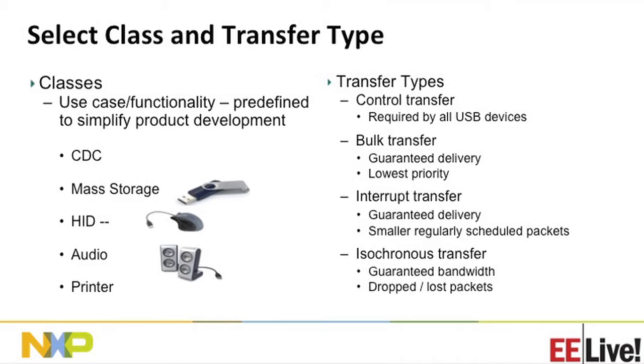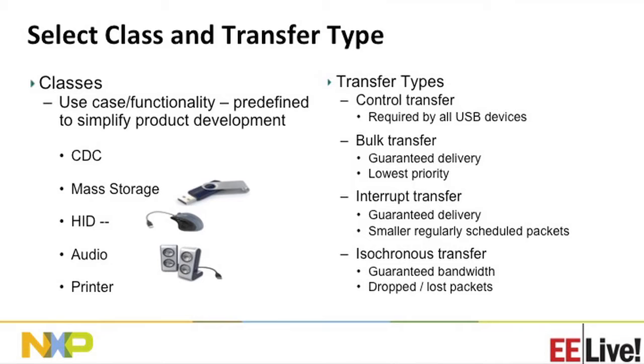Implemented using certain transfer types. Control transfer is required for all USB devices. The first communication between the host and device is to use control transfer to enumerate the device. Bulk transfer is used for guaranteed delivery, but it doesn't have guaranteed bandwidth. It will use whatever is left from the PC after allocating to interrupt and isochronous transfer.